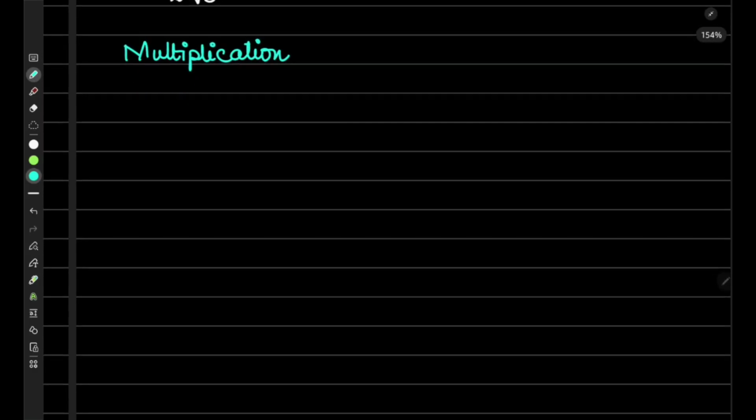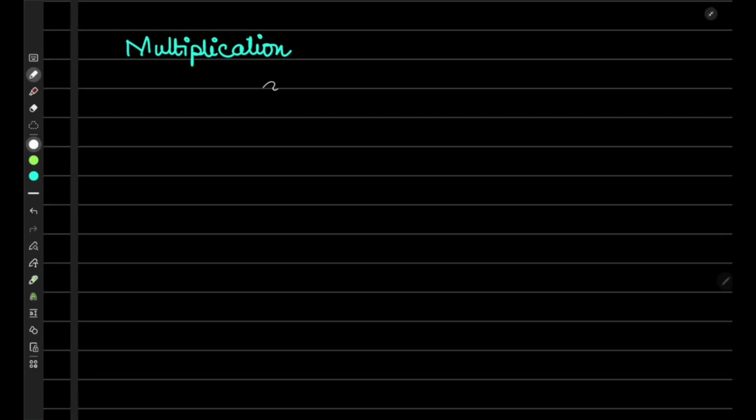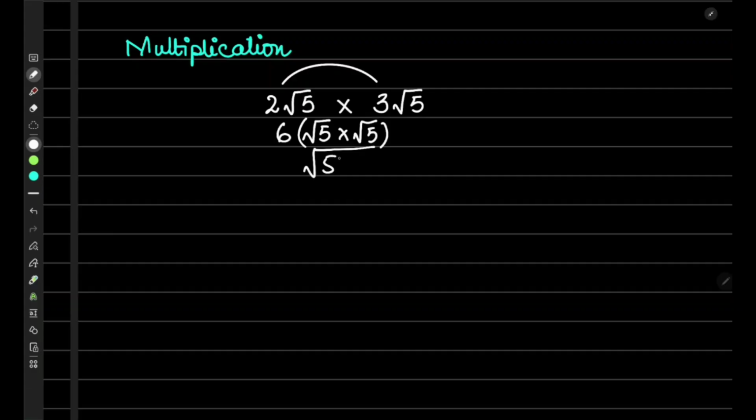How can we multiply two surds? For example, if you have 2 root 5 times 3 root 5, you will multiply the coefficient with the coefficient, number with number. 3 times 2 is 6, and we know that root 5 times root 5, if you have two separate surds, you can write it as one whole surd. So we can write it as root of 5 times 5, which is root 25, and this is 6 times 5, and that gives you 30.